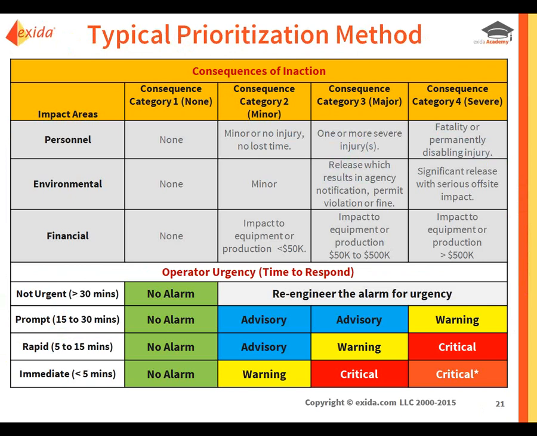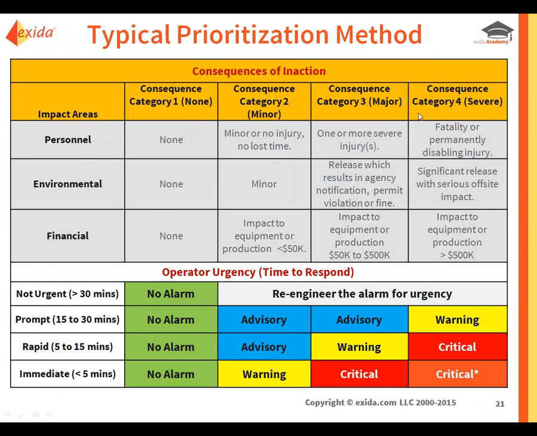Typically, alarms are prioritized based on looking at the potential consequences. If the operator didn't respond, what would happen, and the amount of time available for the operator to respond. A common method uses a matrix similar to this, where we have a set of consequences defined at the top in 3 different impact areas as an example.